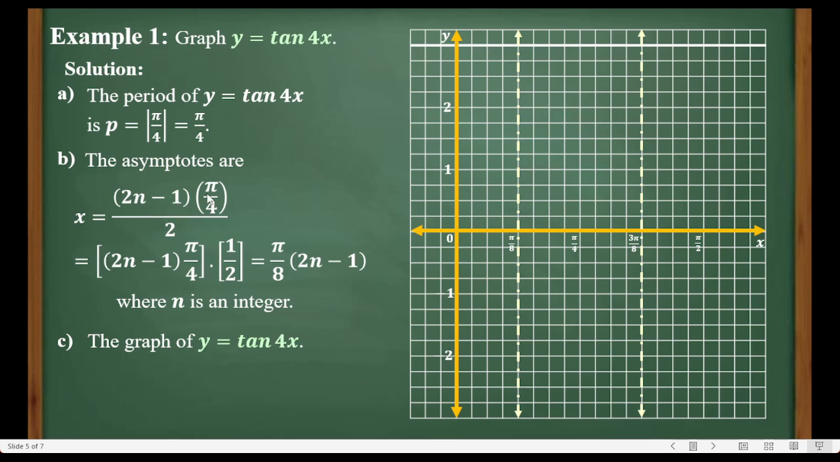So pi over 8. Basically, n here is 1. So we get the asymptote that will cross the x-axis at this coordinate. Now the next asymptote can still be determined by this formula, but this time n is 2. So 2 times 2, 4, minus 1, 3, then 3 pi over 8.